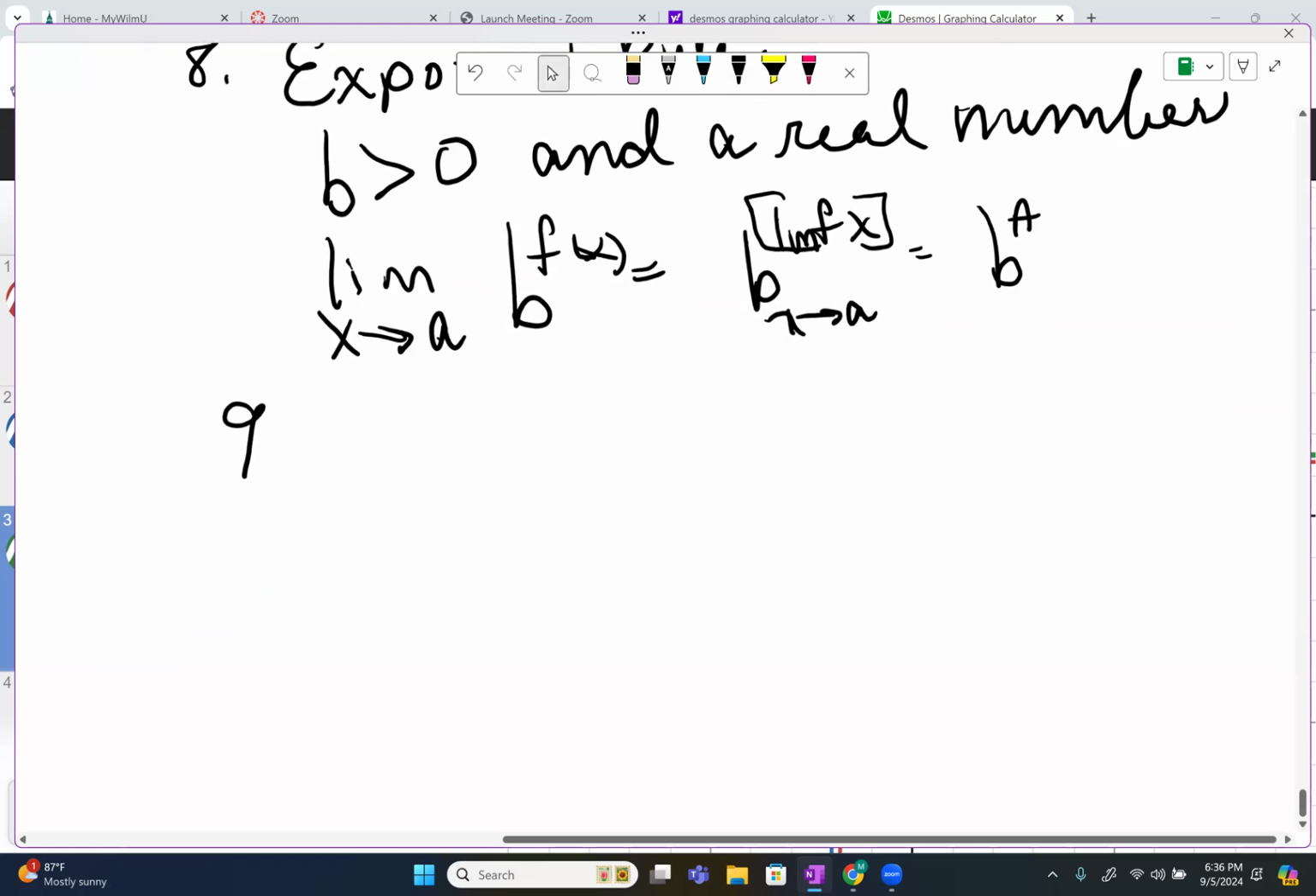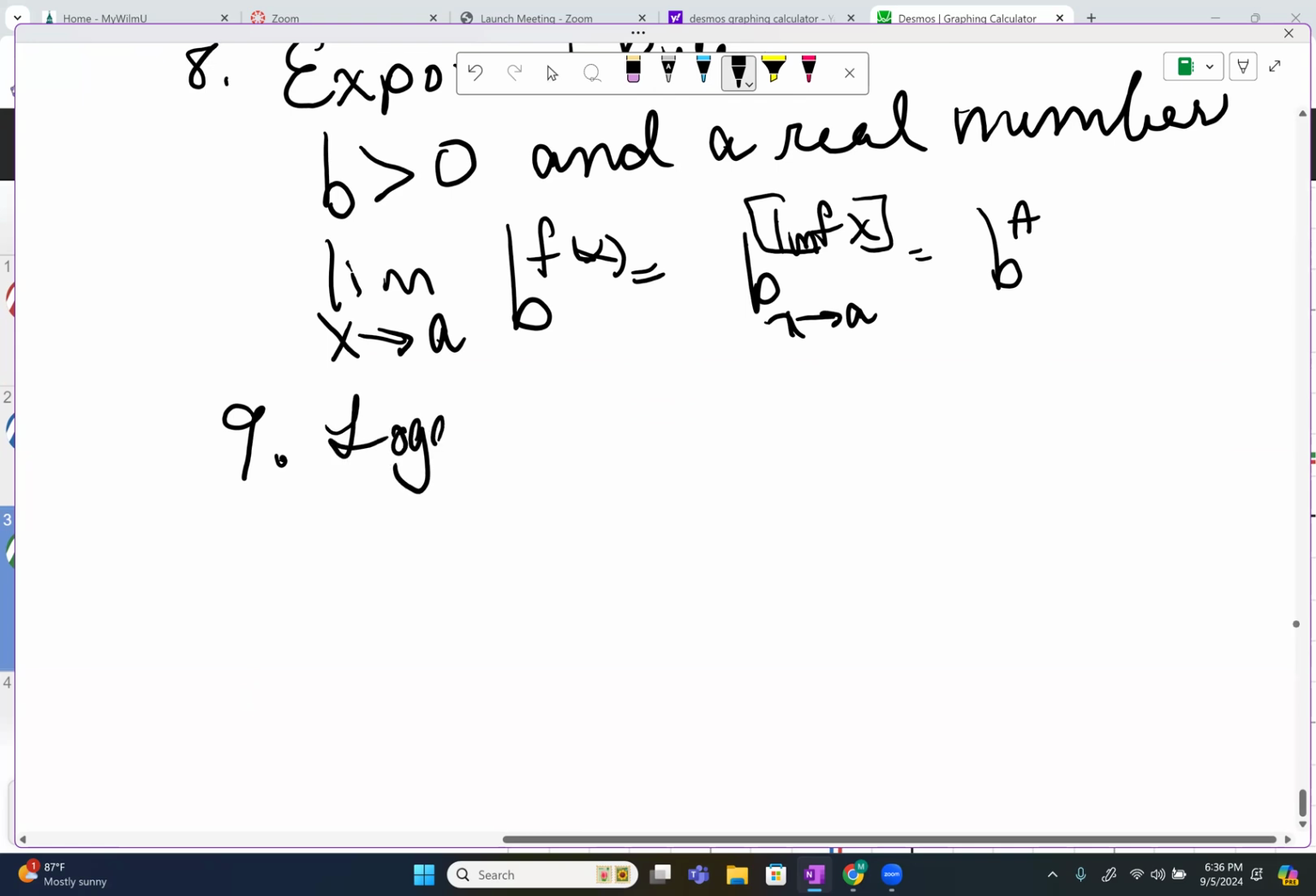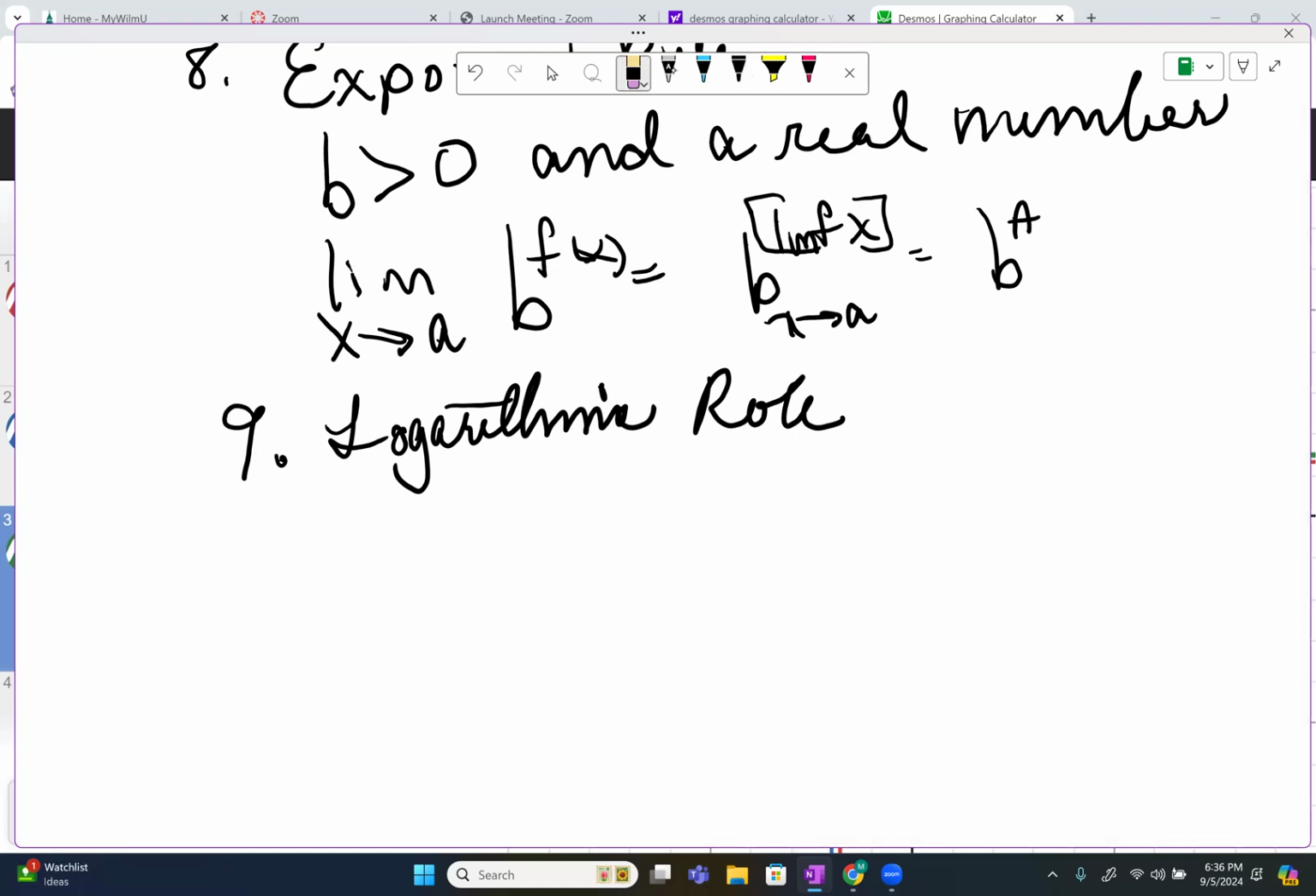Logarithmic rule. That's rule, not roll.